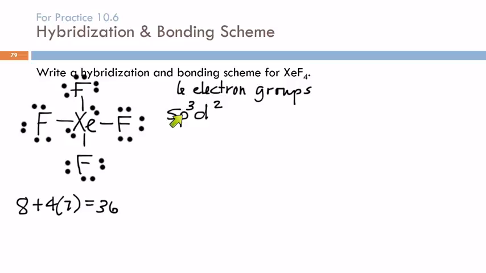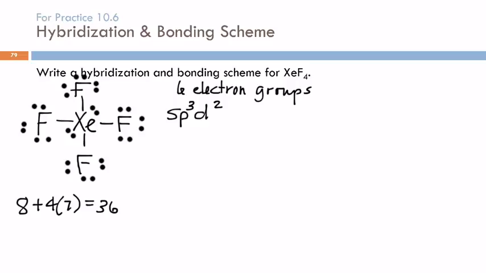So I've got S, and there's 3 P's. That only gives me 4. I need 6, so I have to use 2 of the D's. We're not going to go higher than 6 electron groups. They're uncommon if they exist. So that's the hybridization. What's the bonding going to look like?